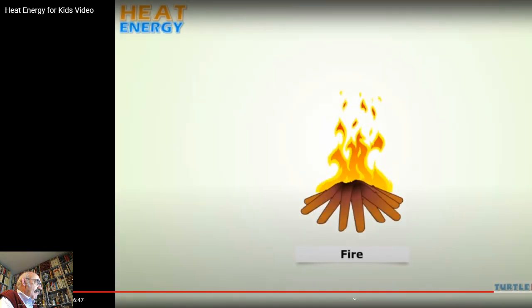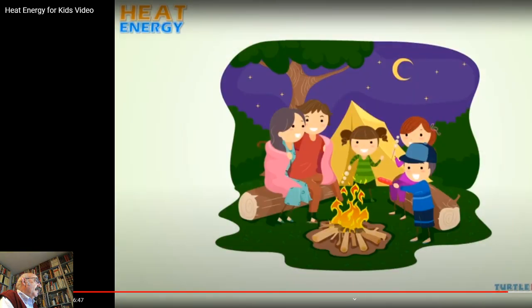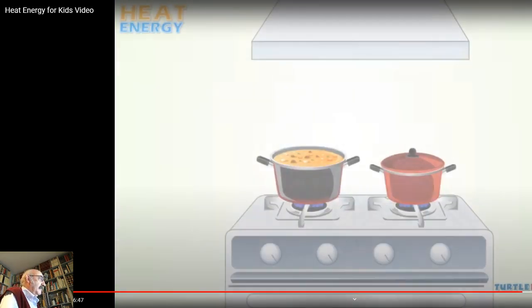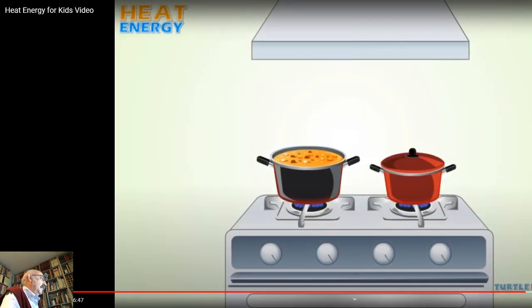A fire of any kind is a source of heat energy. If you go camping, a fire will provide a nice source of heat energy on a cold night. A gas stove has a flame that is the source of heat for warming things up.